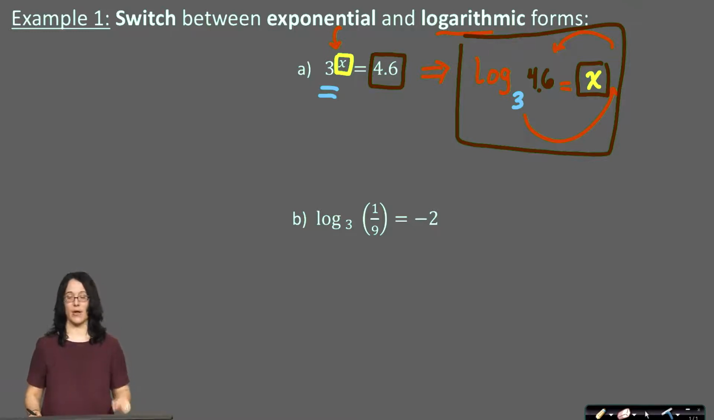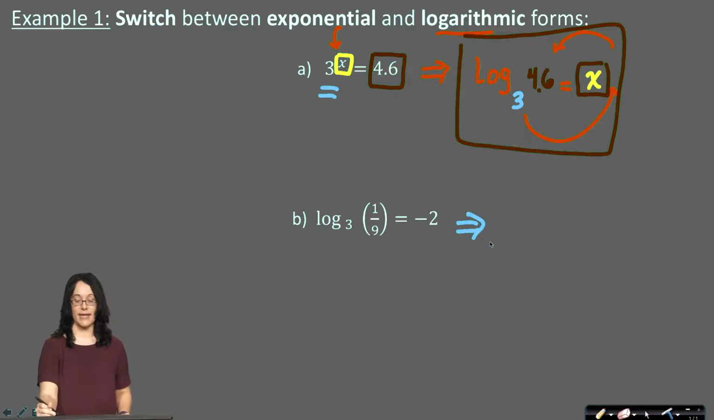Try B on your own. Go ahead and pause the video. What is log base 3 of 1 over 9 equals negative 2? What is that in exponential form? Go ahead and try it. Okay, let's see how you did. Hopefully you tried it yourself.